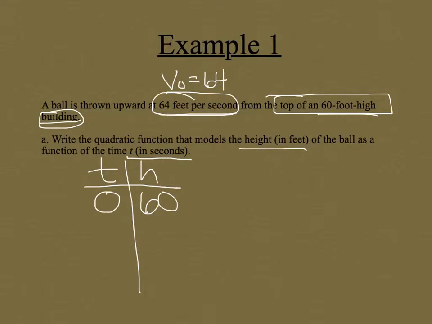Now in your book, they give you an equation for modeling a ball that is thrown in the air. And this equation, y equals negative 16t squared plus v sub 0 t plus h sub 0, is the equation they give you. Now, t obviously represents time. Actually, I could erase the y and make that an h for height.